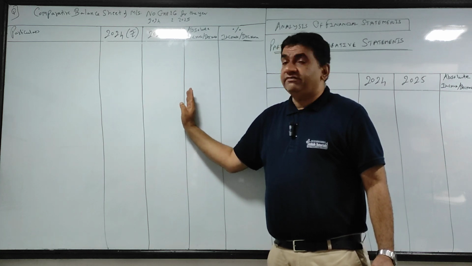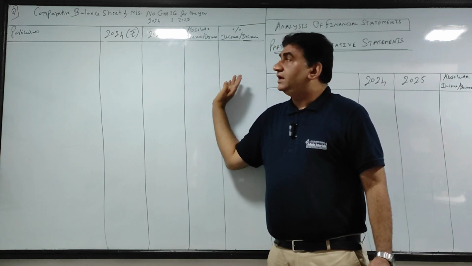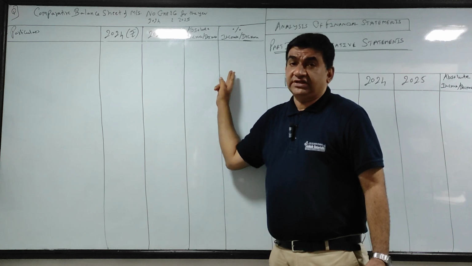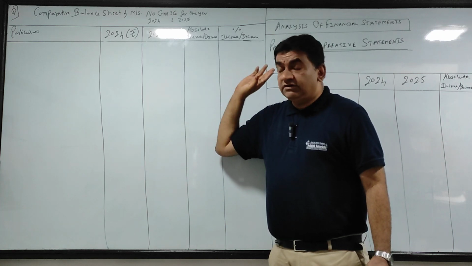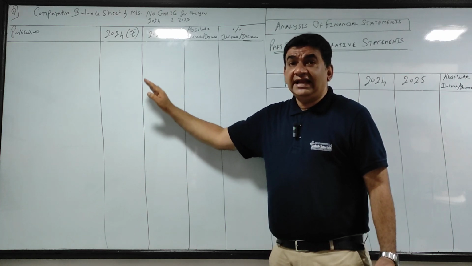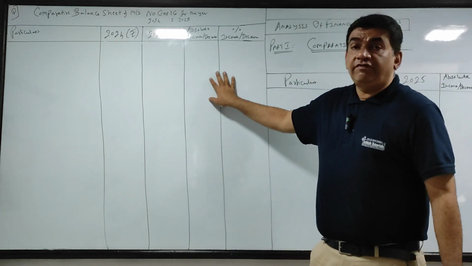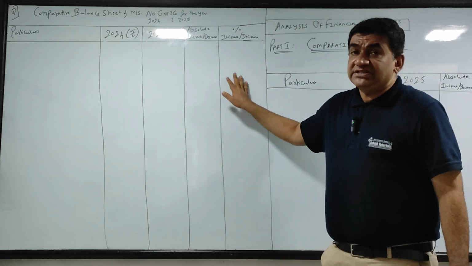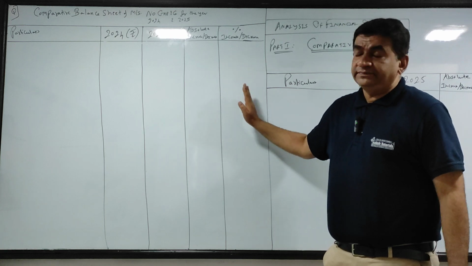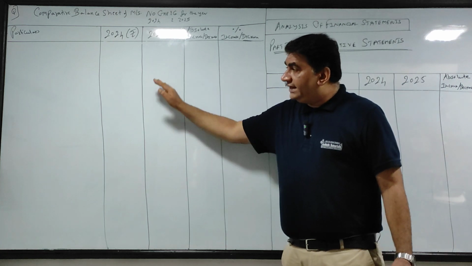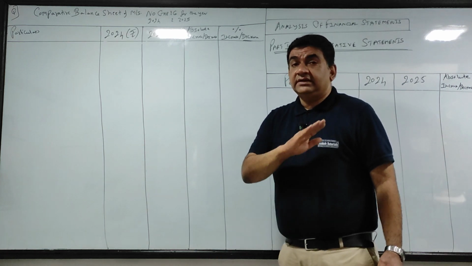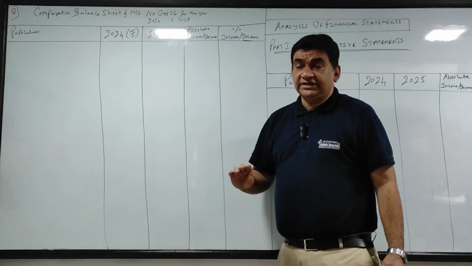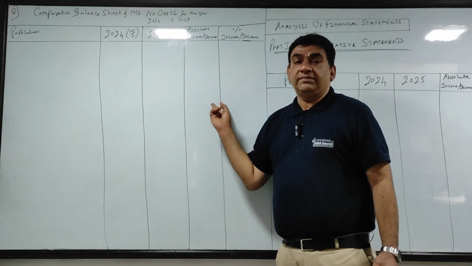Particulars 24, 25, and the last two: absolute increase/decrease and percentage increase/decrease. First, you will convert the entire balance sheet. Forget the last two columns, absolute increase decrease, percentage increase decrease को भूल जाओ. First, you convert the entire balance sheet, tally the sources and application, and after this we come here.